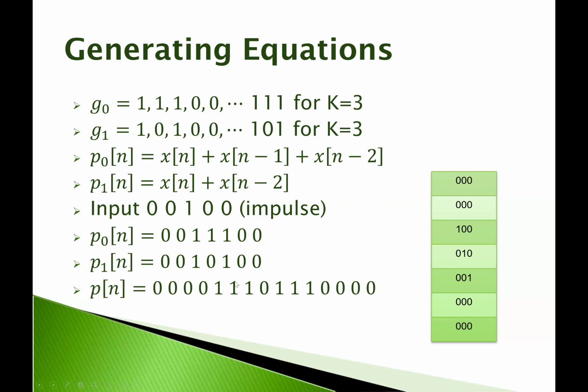Now as we output it, we'll interleave these things. I guess it depends on which direction you're going, but you'll have 0, 0, 0, 0, 1, 1, 1, 0, 1, 1, 0, 0, 0, 0. So that's that interleaving process.